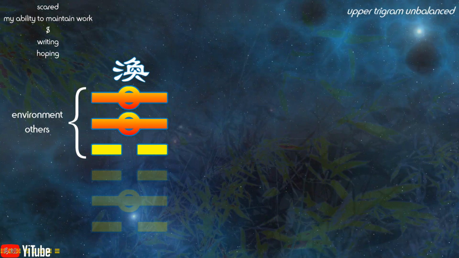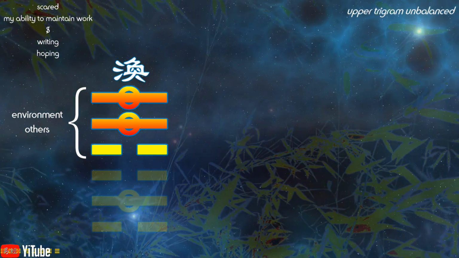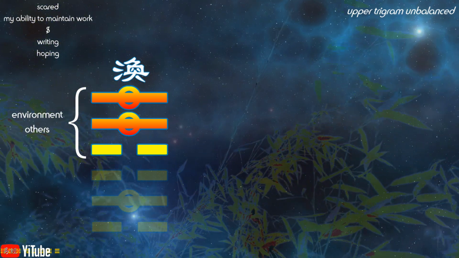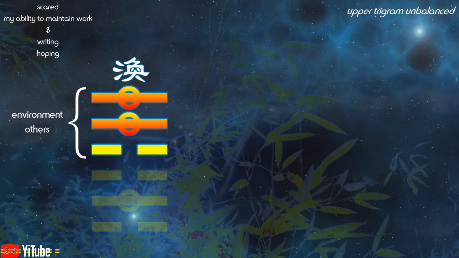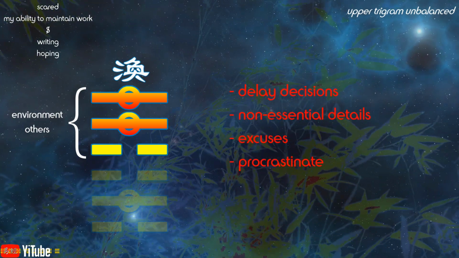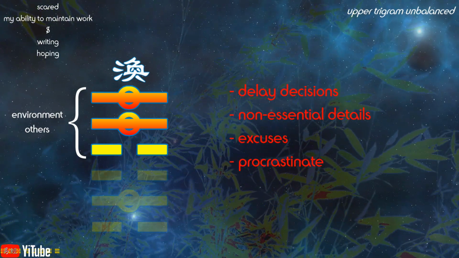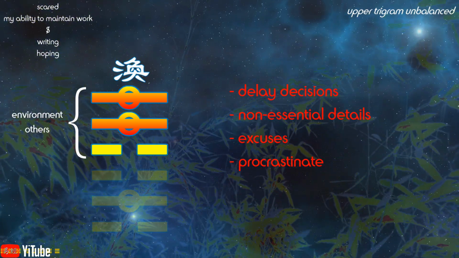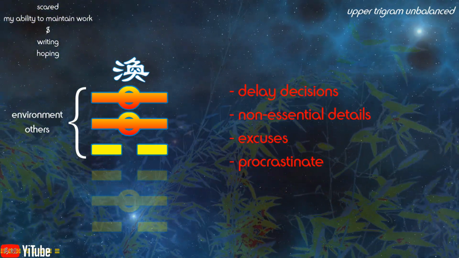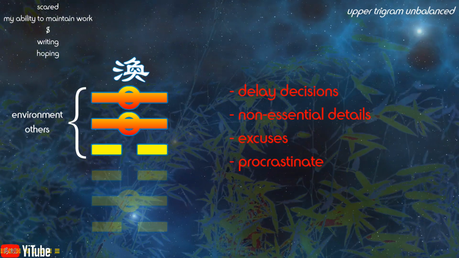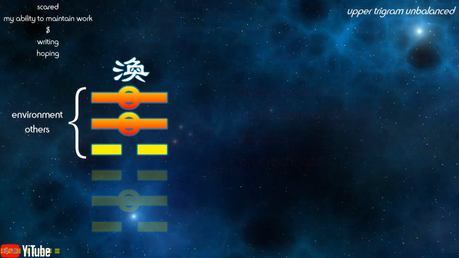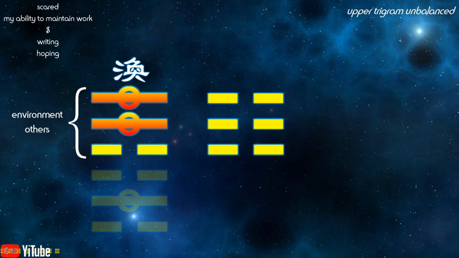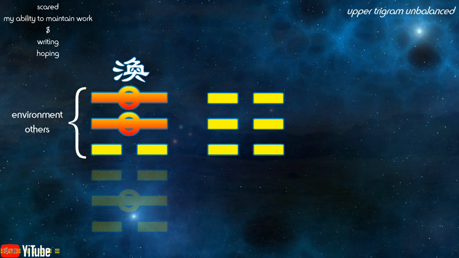But the moving lines in this trigram show that M is struggling with this. The way she tries to put the qualities of wind to good use is unbalanced. She delays decisions that can help her to advance, focuses on details that are not at all essential, and tries to find excuses to postpone the necessary actions that could help her in this situation. Sorry, M. To regain balance in this hexagram, she needs trigram Earth.